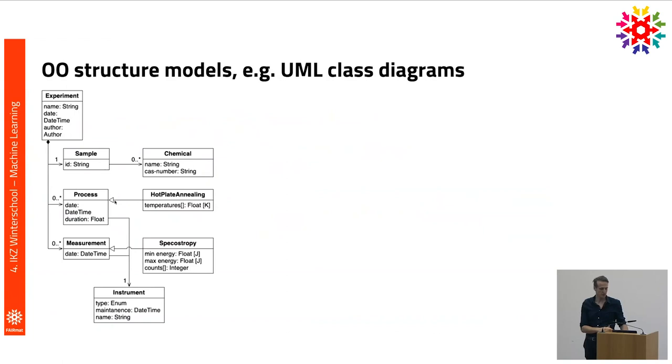And the idea in these kinds of data models is that you typically inherit all the properties from the more general class, from the thing that you specialized, right? So the idea is that this hot plate annealing defines another quantity. Let's say there's a temperature associated with it, but it also inherits the date and the duration from process, right? So if you have data about how this process went, you might have a temperature, a duration, and a point in time. The same here with measurements. Spectroscopy might be a particular kind of measurement that you are doing, inheriting all the data points from the more general measurement. And with these kinds of specializations, you can build large hierarchies.